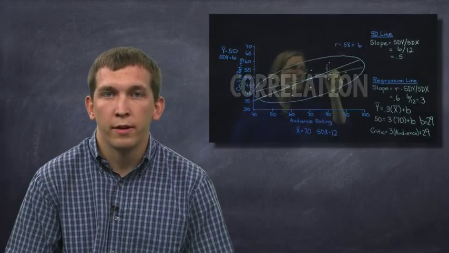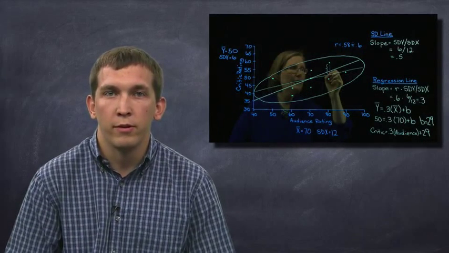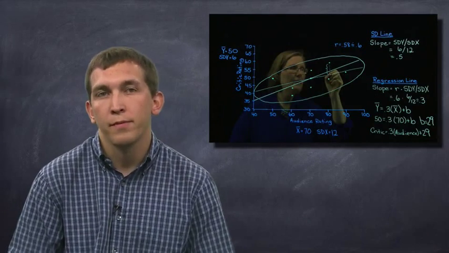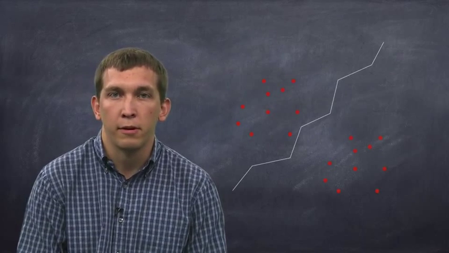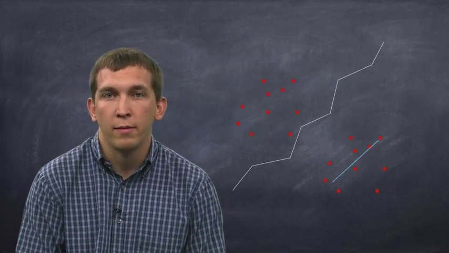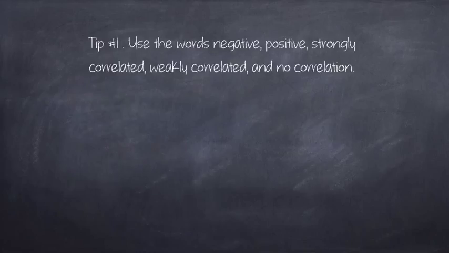In Dr. Stengel's video, you learned how to estimate correlation coefficients by drawing a standard deviation line in 4 quadrants. In this discussion, I'll walk you through some helpful tips for teaching students how to interpret correlation coefficients and how to estimate these. Tip number 1, use the vocabulary words negative, positive, strongly correlated, weakly correlated, and no correlation.